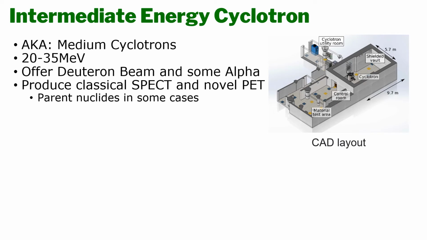Next, we have the intermediate energy cyclotrons, also known as the medium cyclotrons for short. They work in the 20 to 35 megaelectron volt range and additionally offer deuteron and some alpha beam potential. Used in production of classical SPECT and novel PET isotopes, the difference being old and understood as classical, whereas novel is newer research-based ones. In some cases, the desired isotope is not being produced, but the parent instead, so that when it decays away, it becomes the desired isotope. Shown on the right is a general size layout to give an idea of how much more infrastructure and space is needed between the small and intermediate.